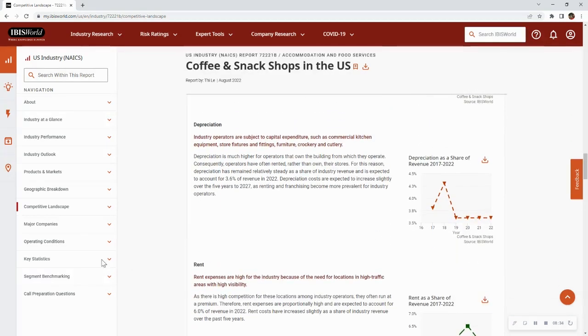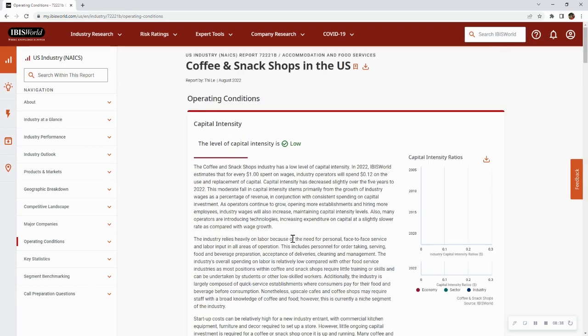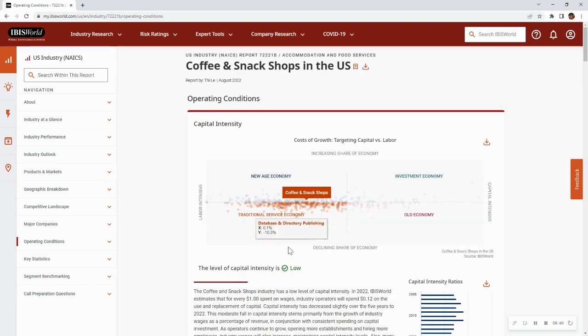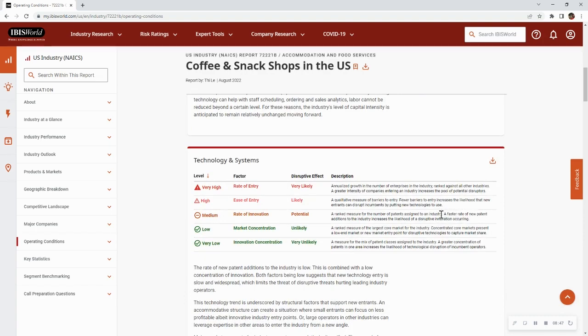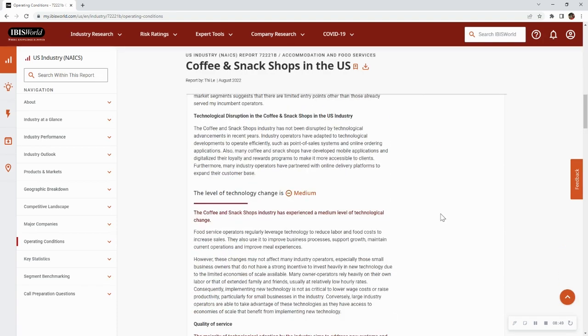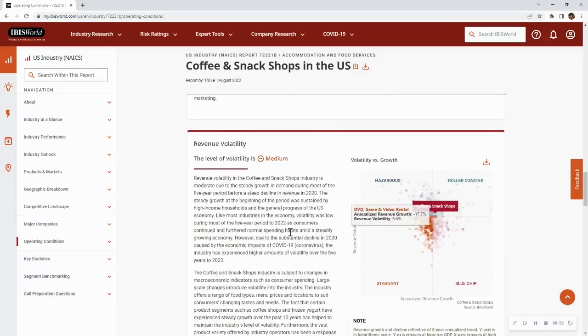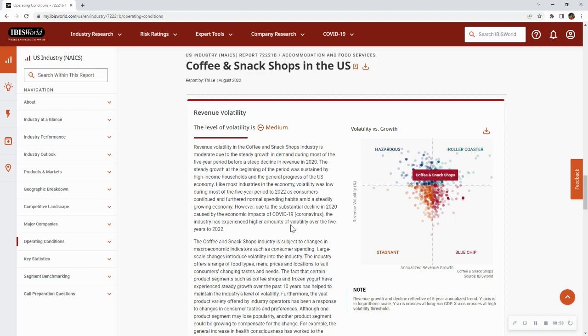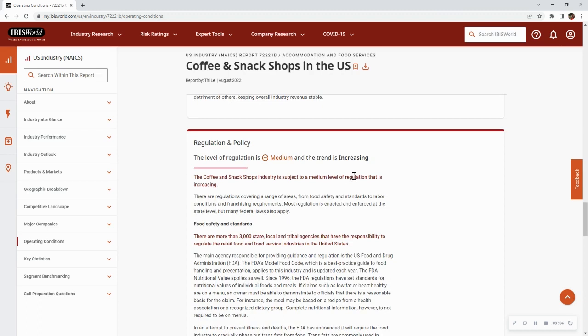I'm going to skip ahead here quickly to the operating conditions section. A couple of things that I want to point out from the operating conditions perspective. This just gives you an idea overall of how is the industry built, how is it responding to things, like technology change. We'll have a brief overview. Any type of industry assistance will be covered within this chapter as well. Revenue volatility, a big one that I think for audit is good to look at. And we have all different types of trends and levels here. Is it low, medium, high? And where is the trend? Is it increasing, decreasing, remaining the same?